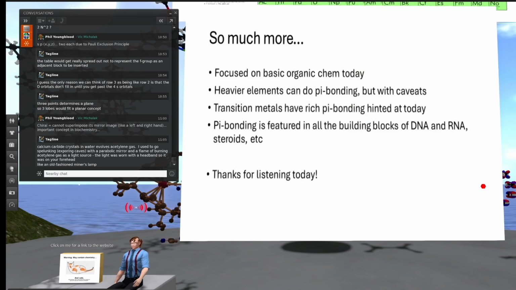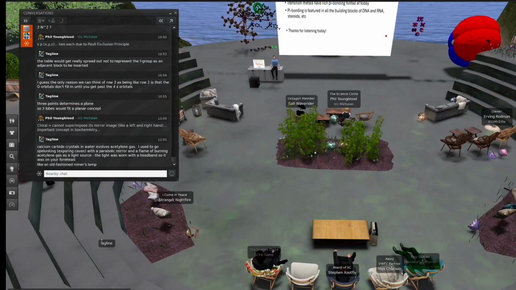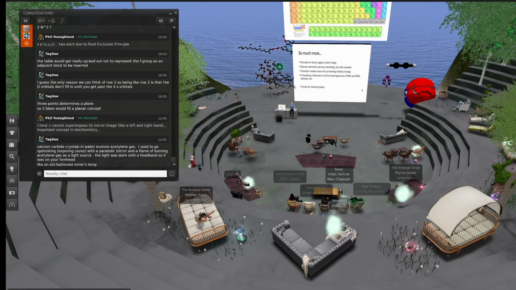Okay, and so that's where I wanted to end. A little late, sorry. And I really just wanted to talk about basic organic chemistry. Heavier elements can do pi bonding. Some caveats: they don't like to do it. Transition metal chemistry has a rich amount of pi bonding. In your biochemistry, there are double bonds everywhere.